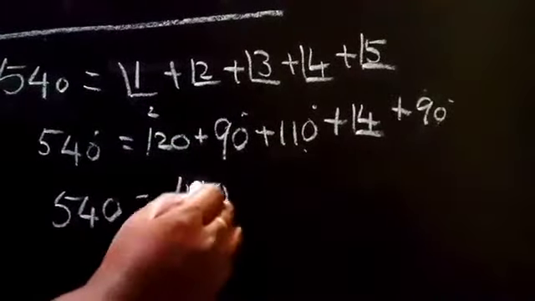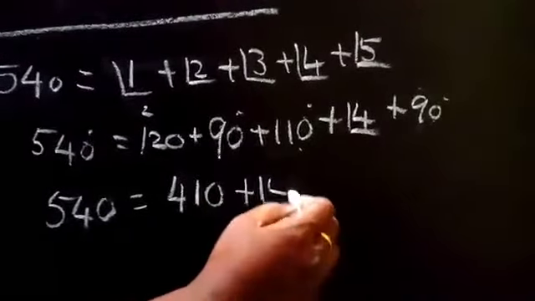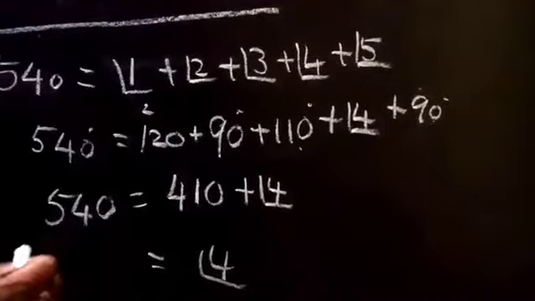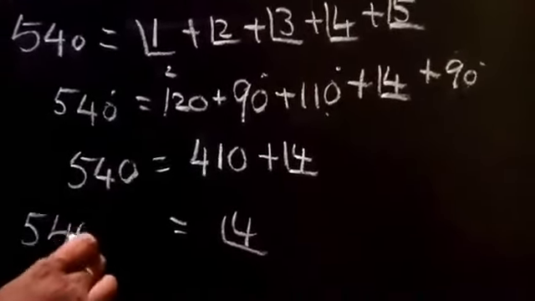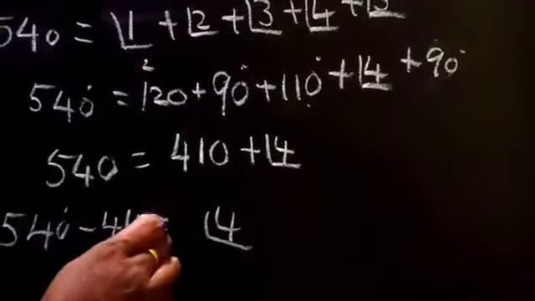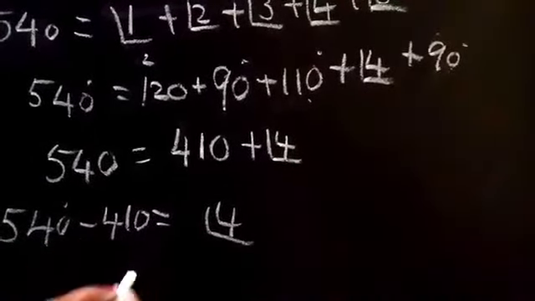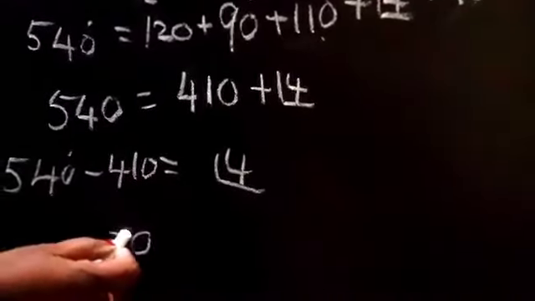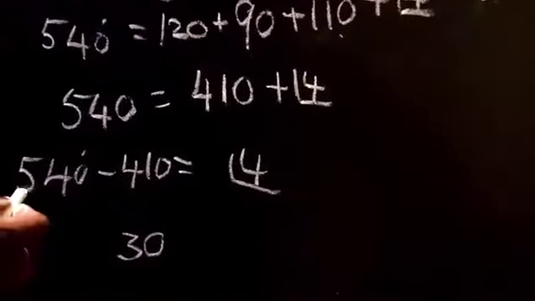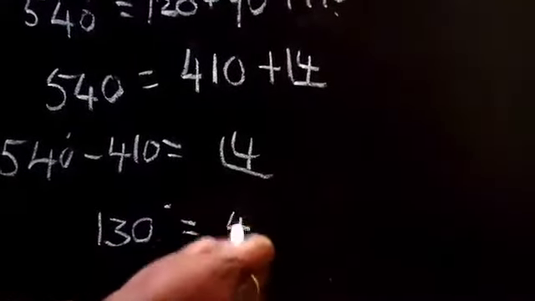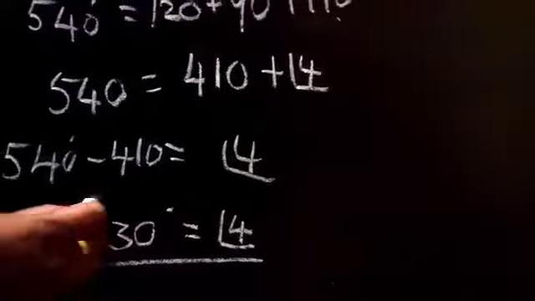So 410 plus 4th angle we have here. We want 4th angle means here 540. 410 will come this side as minus. So we'll get 0 minus 0, 0. 4 minus 1 is 3. 5 minus 4 is 1. So we'll get 4th angle is 130 degree.